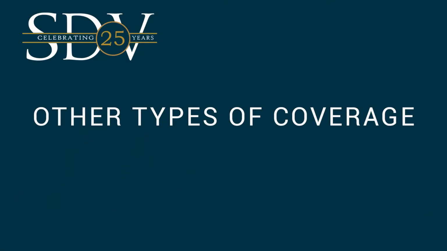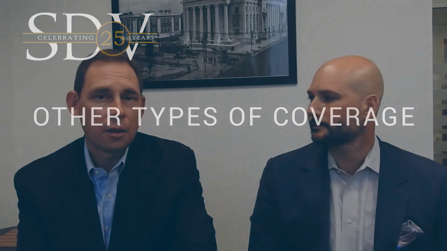Jeff, what other types of coverage do we have on a project? Well, other lines of coverage that may be implicated in a large construction project include, for example, pollution liability that protects against injury or damage caused by pollution, which is generally excluded under your CGL policies. Pollution liability policies can provide coverage for both first-party and third-party losses. Pollution liability policies are often claims-made policies, meaning that coverage expires when the project is completed. However, insureds can often purchase a tail to provide continued coverage after project completion.